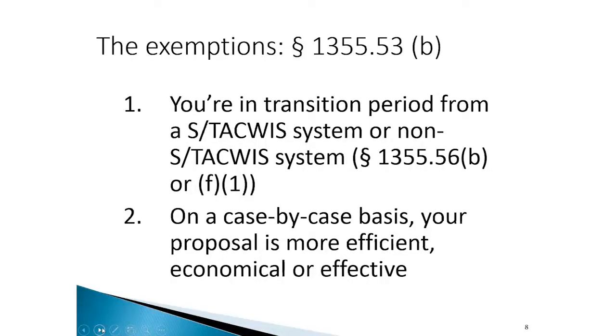On the next slide, you've basically got 2 types of exemption in 1355.53(b). The first type of exemption is if you're in a transition period. For the period where you're moving from a STACWIS system or a non-STACWIS system to a new CCWIS system, that transition period is exempt. Or, on a case-by-case basis, if your proposal is more efficient, economical, or effective, if you can show that your proposed design or your proposed implementation is going to be more efficient, more economical, or more effective than an industry standard modular design approach.